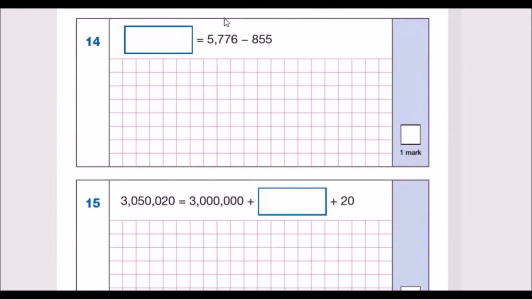So 14. So something equals 5,776 minus 855. So it's literally this equals something because they're both together. So to solve this, just use your standard method. So there is no fancy way to do this. You could try faster methods, but this is the best I would recommend. And it's not too bad.